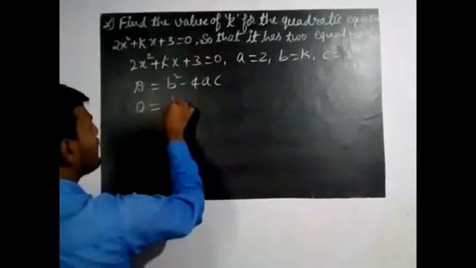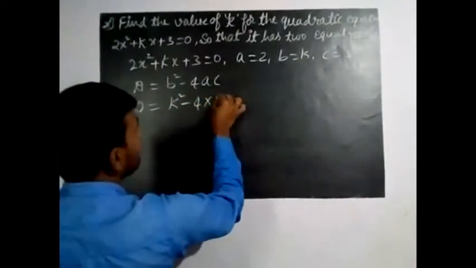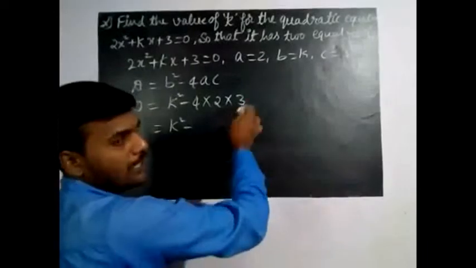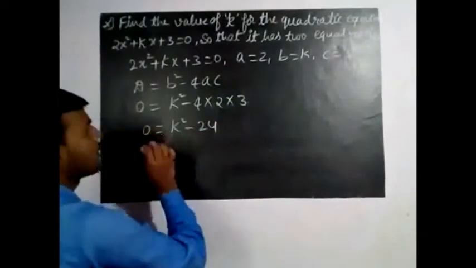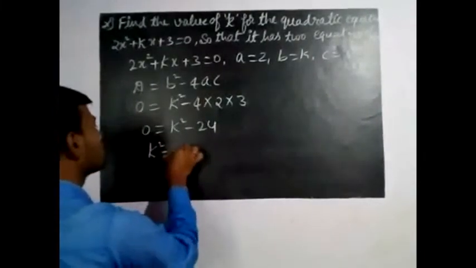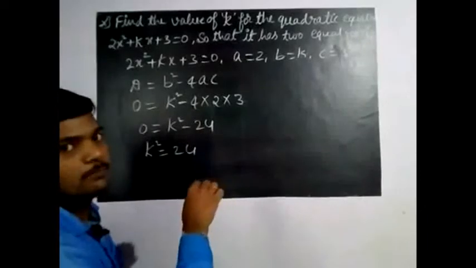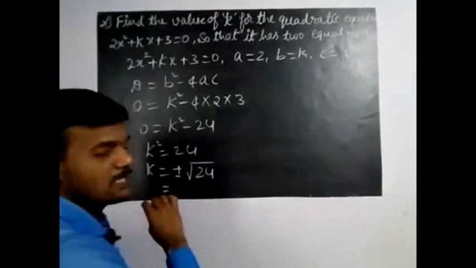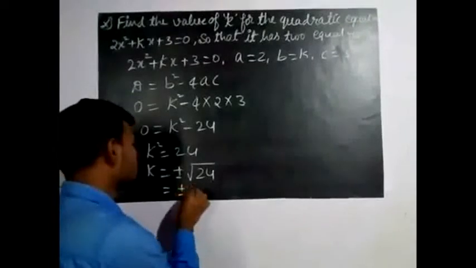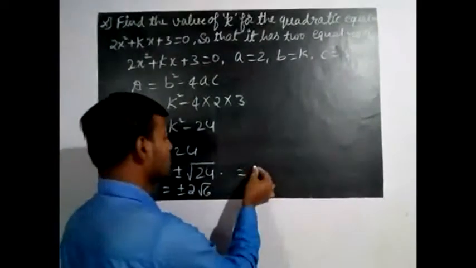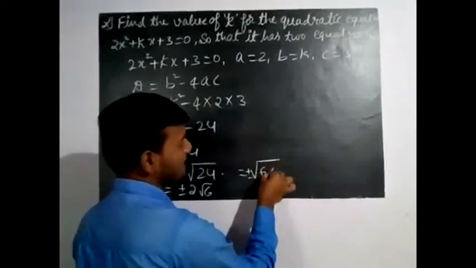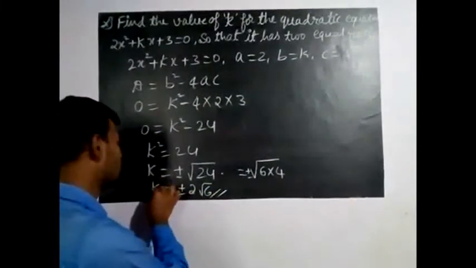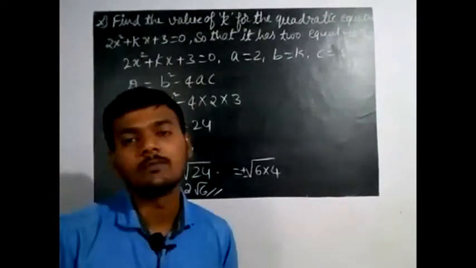b² is k², minus 4 × a, which is 2, × c, which is 3. Then k² - 4 × 2 × 3, which is 24. So 0 = k² - 24. Then k² = 24, since 24 moves to the left side and becomes plus 24. Then k = ± √24. √24 can be written as √(6 × 4), so √4 is 2 and √6 stays as it is. The value of k is ±2√6.